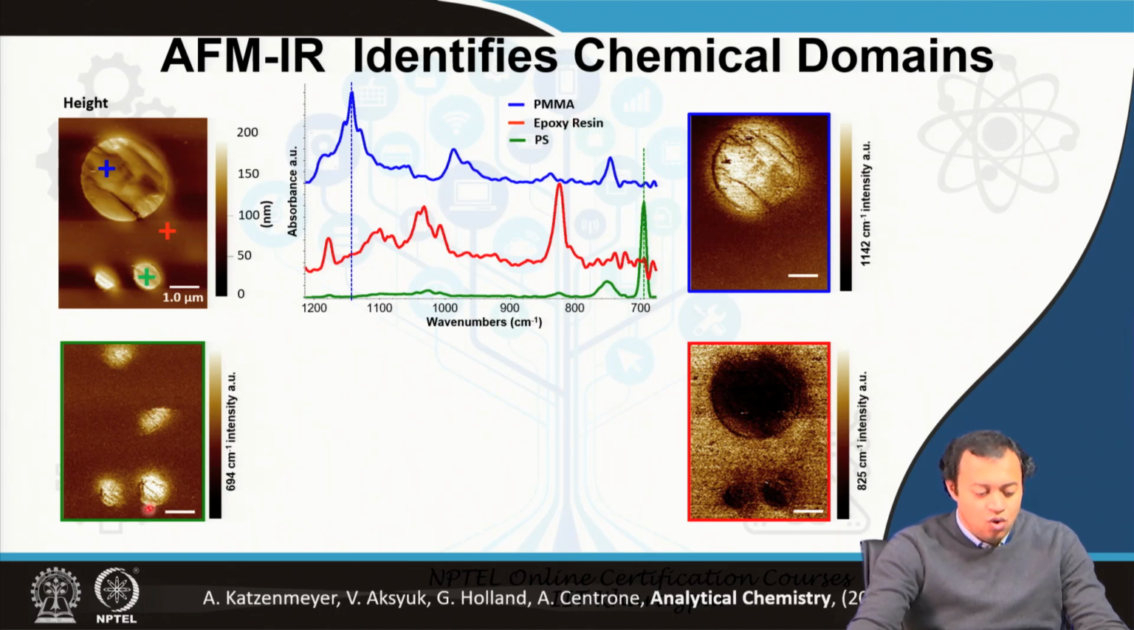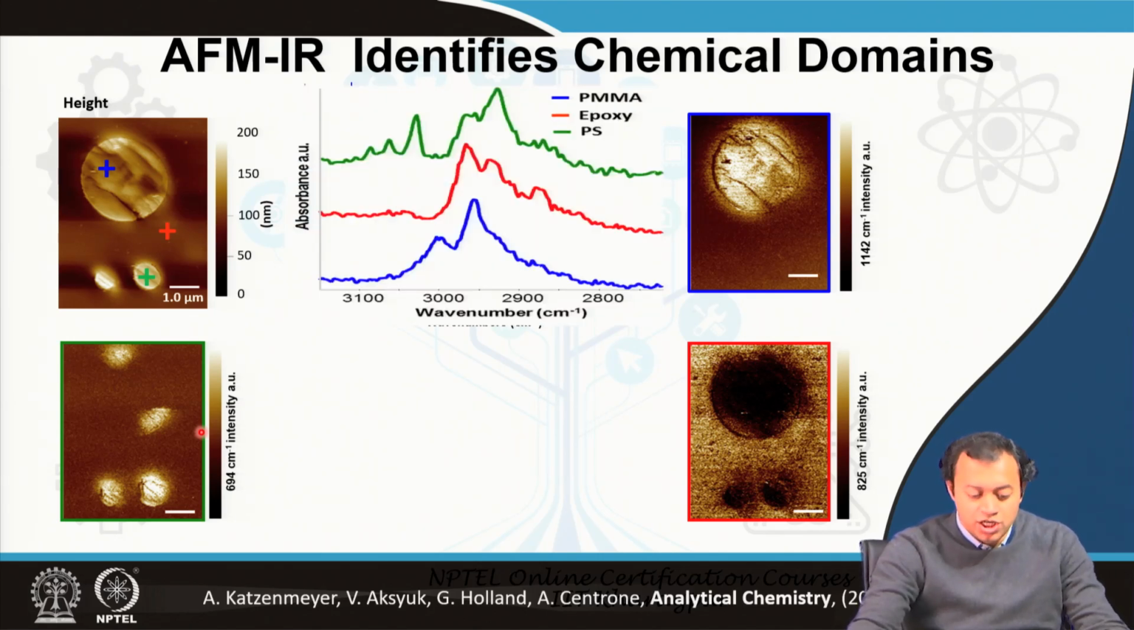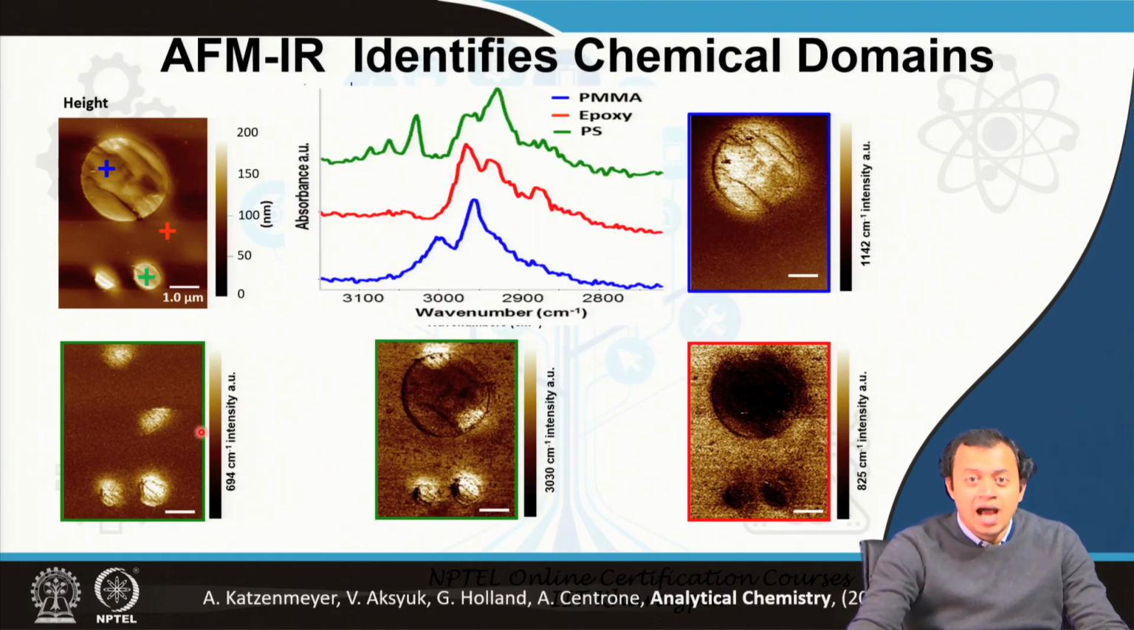So, you see where the polystyrene image is, and can you compare this with your height image? The height image shows only two polystyrene spheres. This is the physical image, but the chemical image is showing me 4. So, what is going on? A few more iterations, we get this.